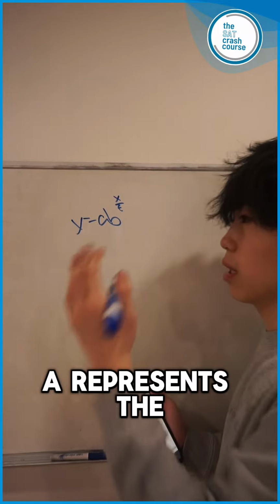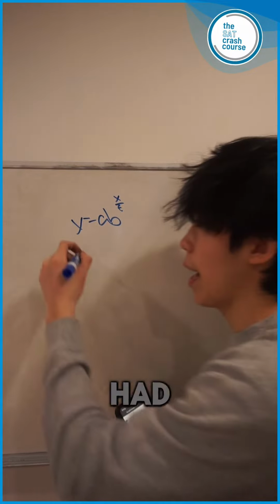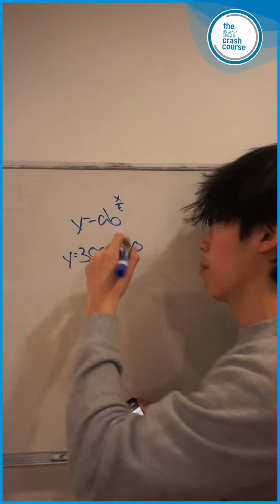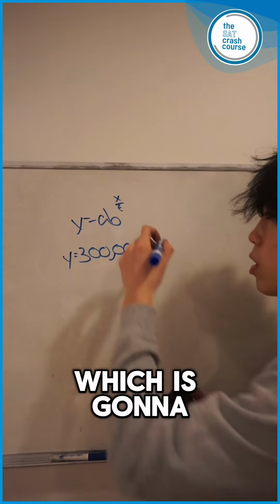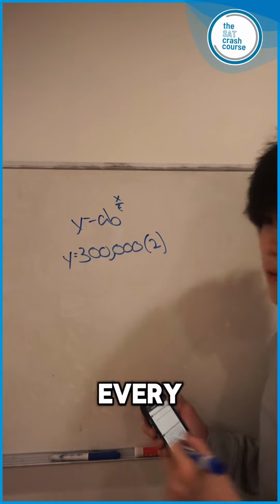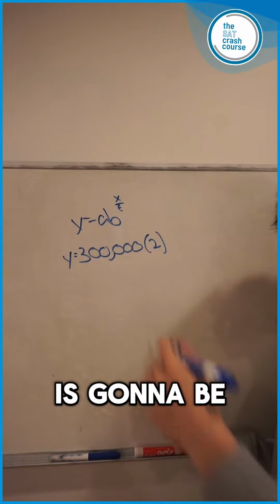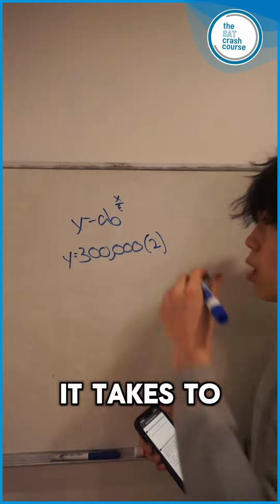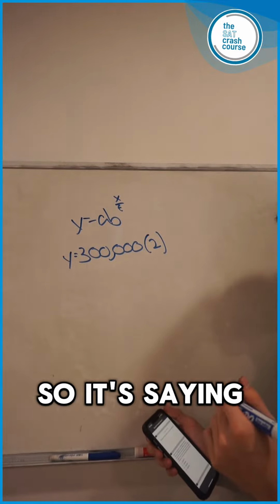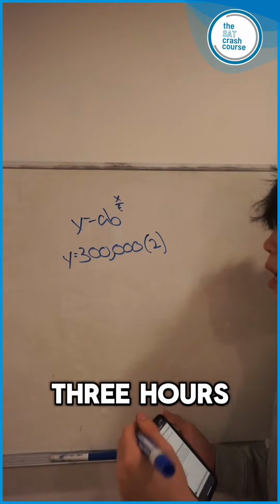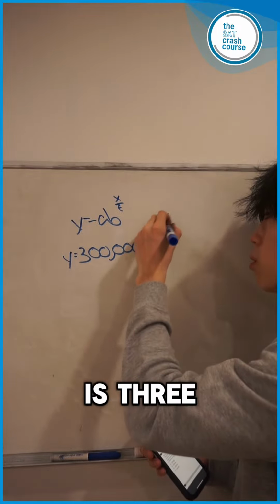A represents the amount of initial bacteria that we had, which is 300,000. B represents our growth factor, which is going to be 2 since it doubles every 3 hours. And then t is going to be the period that it takes to achieve this growth factor. It's saying it's going to double once every 3 hours, so that means the period is 3.